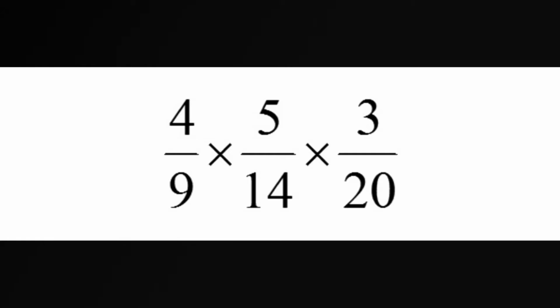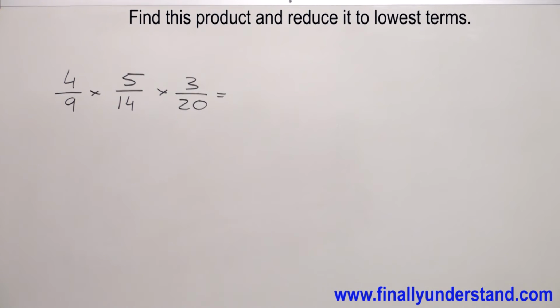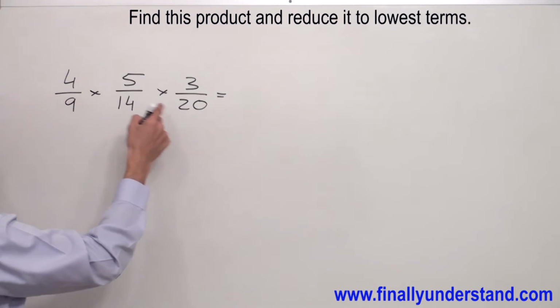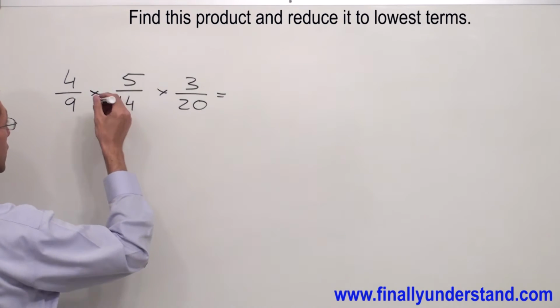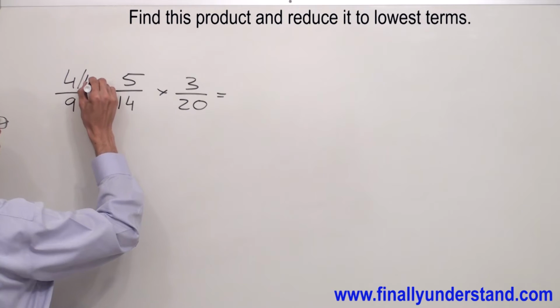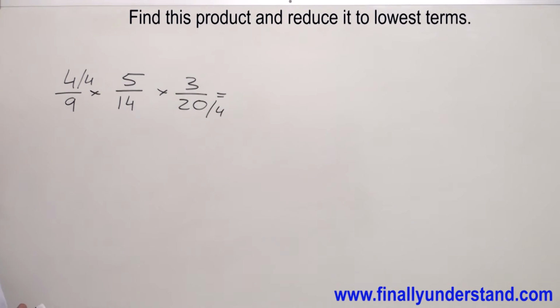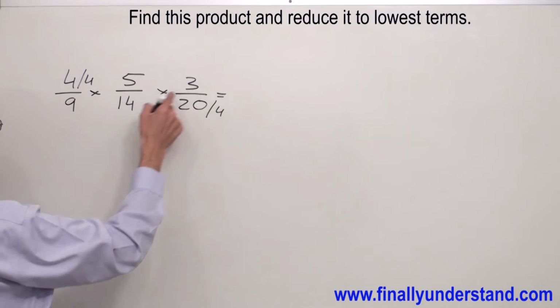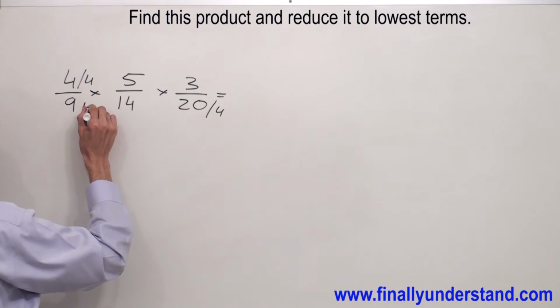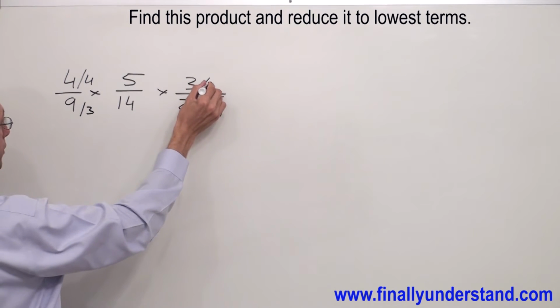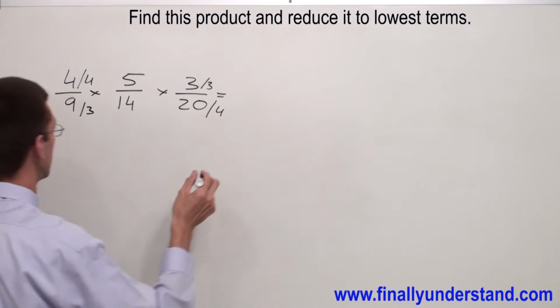We're supposed to check if we can reduce any numerator with any denominator in this problem, okay? So I have 4 and I have 20. 4 is divisible by 4 and 20 is also divisible by 4. That's why I'm going to divide these two numbers by 4. 9 and 3, both of them are divisible by 3. Okay, let me rewrite this problem right now.